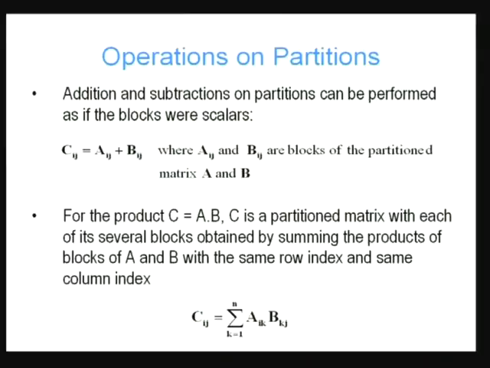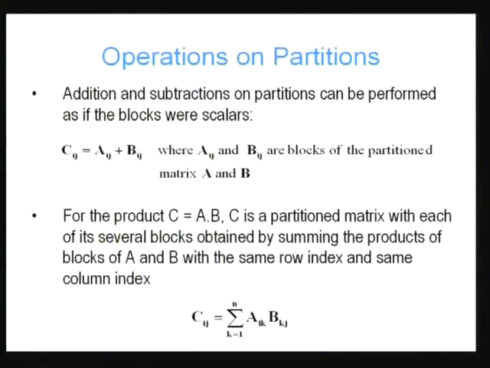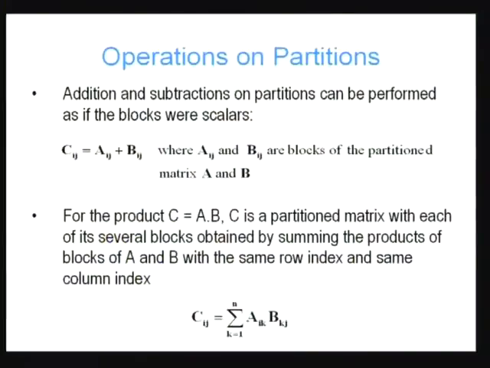Operations on partitions. Addition and subtraction on partitions can be performed as if the blocks were scalars. That is, if Cij is the summation of two partitioned matrices A and B, then Cij is basically the sum of the partitions Aij plus Bij, Aij and Bij being blocks of the partition matrices A and B. So basically, let me go over that again. If A and B are partition matrices with blocks Aij and Bij, then if we want to sum those matrices A and B to obtain a third matrix C, then the blocks of C, Cij, are just the sum of the individual blocks Aij and Bij of A and B.